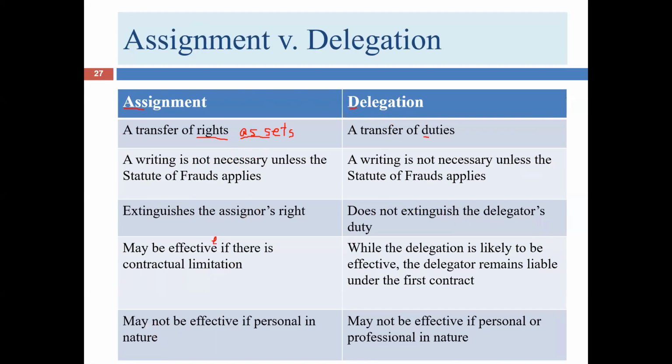An assignment may be effective even if there's a contractual limitation. So it's harder to persuade a court not to enforce an assignment. Delegation's still probably going to be enforced, but at least there's a better chance that the court isn't going to enforce it. But there is this one caveat. It may not be effective if it's personal. And the delegation is a little bit bigger. It may not be effective if it's personal or it's professional in nature. Okay, so this is kind of a comparison between the two. This is a good slide 27, to keep in mind when you want to kind of go through and make sure you understand what are the differences between assignment and delegation.